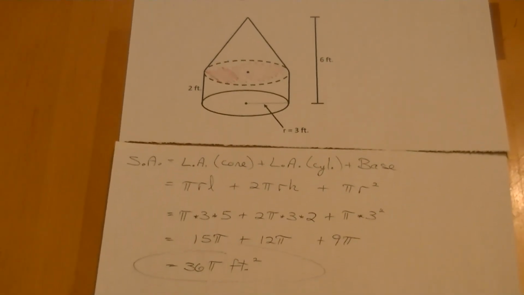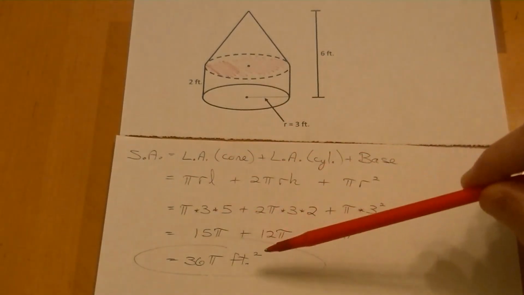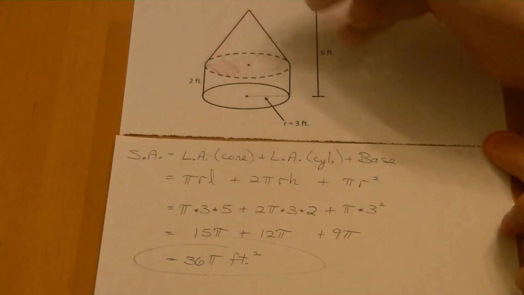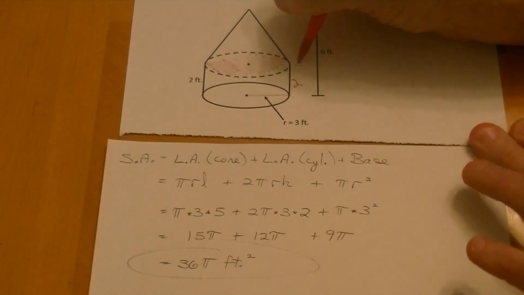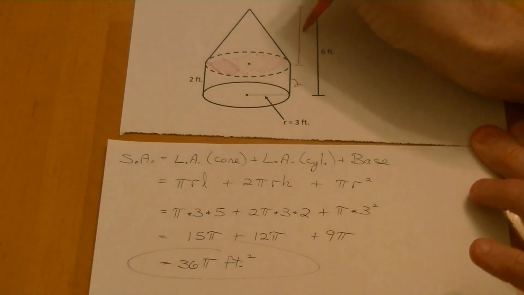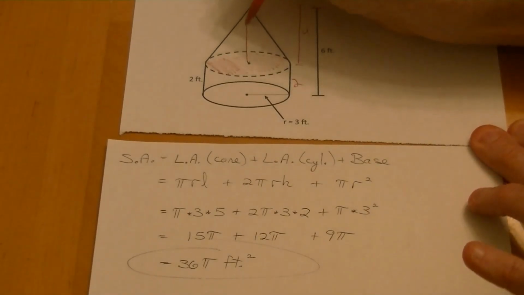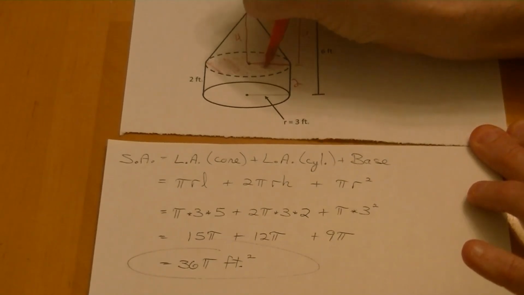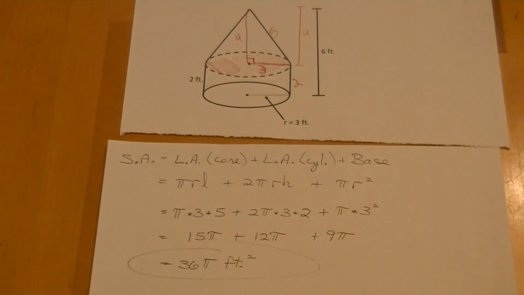So here it is. Lateral area of cone plus lateral area of cylinder plus the one base at the bottom. Now, we were given the radius to be 3. Where did I get the slant height of 5? Well, if we look back at the picture, I see the height of the cylinder is 2. I see the height of the whole object is 6. So that means that the height of the cone must be 4. Right? 4 plus 2, the whole height is 6. So let's draw that height in a convenient place. 4. Remember, this radius is 3. So Pythagoras would tell us that slant height is 5. Pythagorean theorem. So that's where the 5 came from.